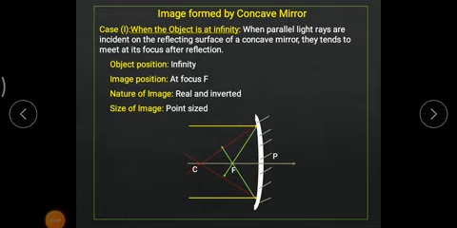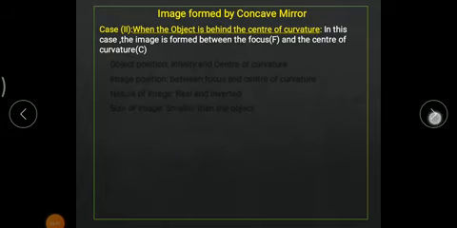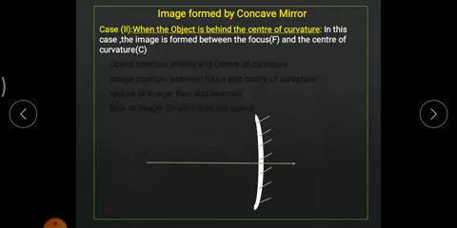Now let us discuss case number 2, when the object is behind the center of curvature. Again, this is a concave mirror, with the principal axis, center of curvature, and pole. The center of curvature is located over here, so the object is behind the center of curvature.